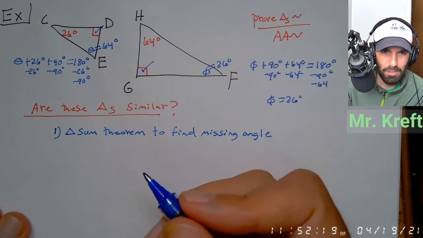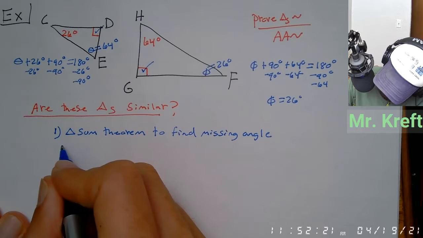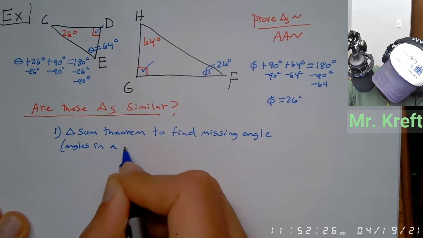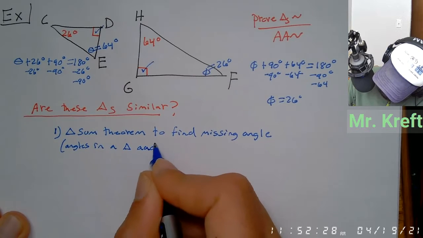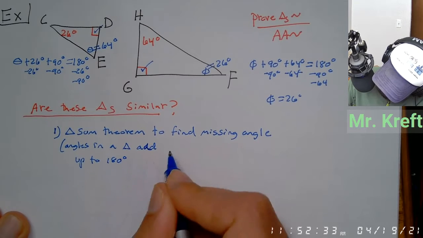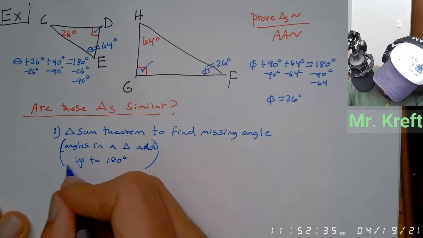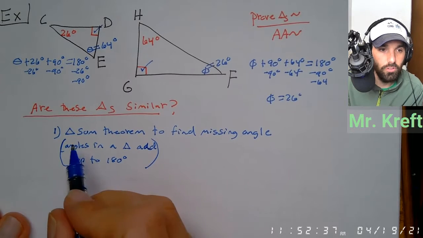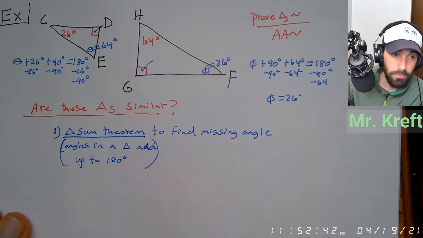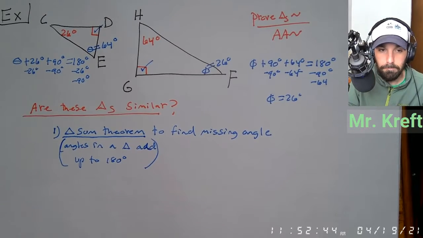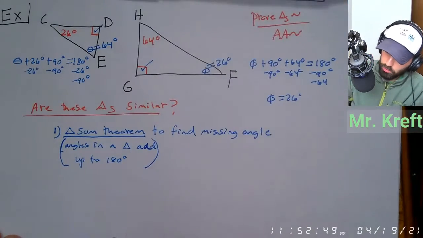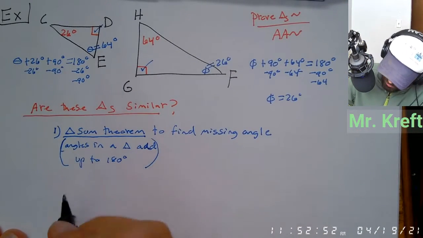Now remember, if you're like, triangle sum theorem, what's that? That just means angles in a triangle add up to 180 degrees. You can see how the triangle sum theorem is a bit shorter, right? So angles in a triangle add up to 180 degrees. That's what the triangle sum theorem is. Okay. And then 2, so we use that to find missing angles.